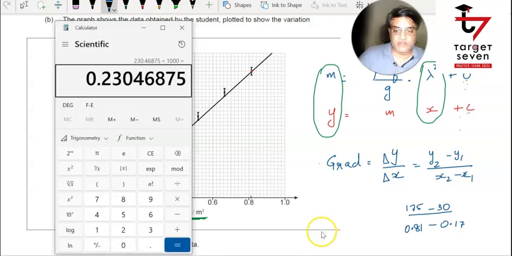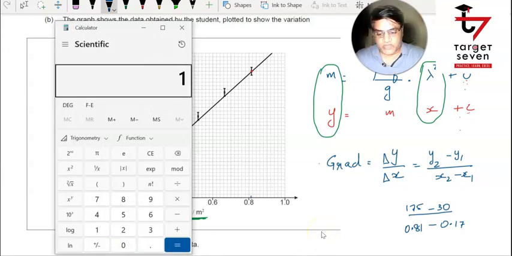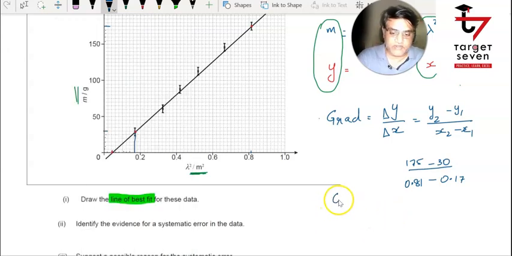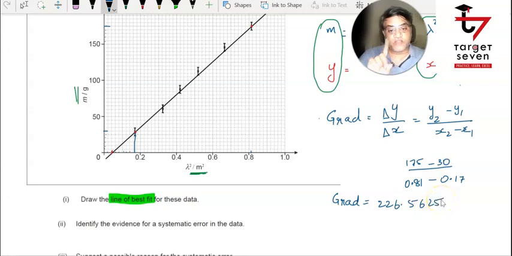175 minus 30. Let's try to do this calculation. 175 minus 30 divided by 0.81 minus 0.17. The value comes out to be 226.5625. Therefore, the gradient here can be written as 226.5625. Never ever forget to write the units as well. Mentioning the units is extremely important.